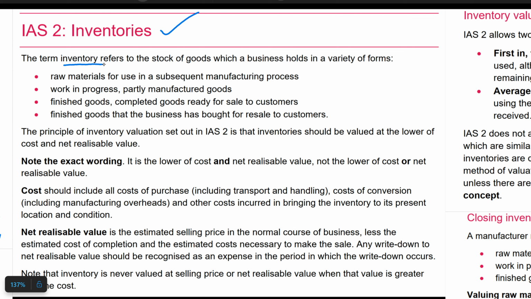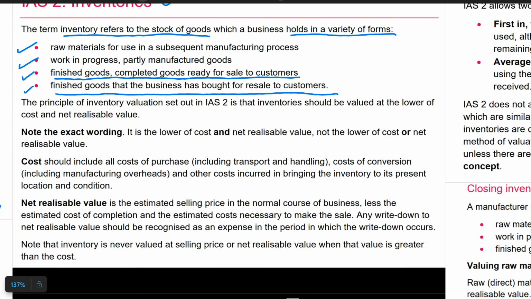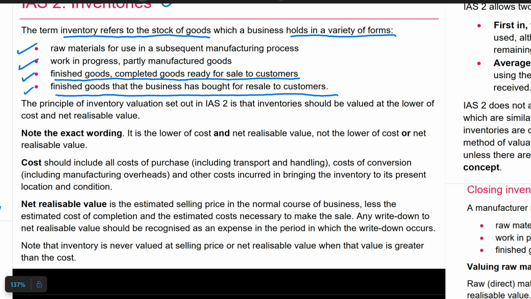Students, IAS 2 Inventories states inventory refers to stock of goods which a business holds in a variety of forms. It may be in the form of raw material, work in progress, finished goods that were completed by the organization, or finished goods that were bought for the purpose of reselling. These types of inventories are possible with the business in the normal course of business.